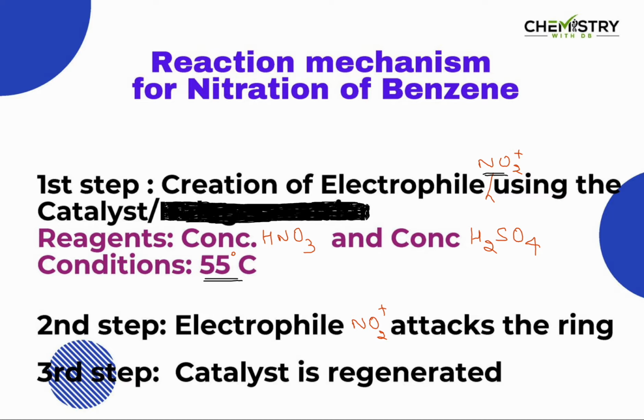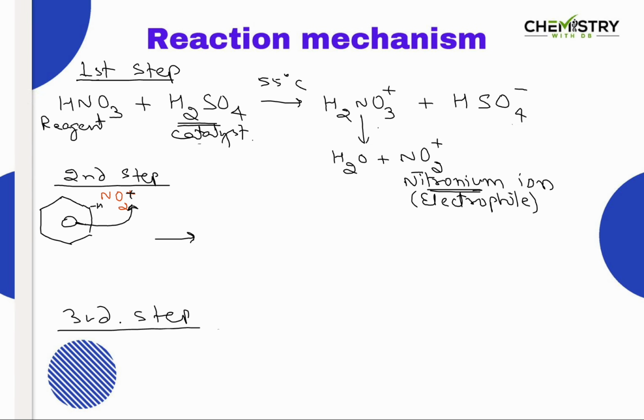In the second step, the electrophile, which is the nitronium ion, attacks the benzene ring, and in the third step the sulfuric acid catalyst will be regenerated. Now let's see the curly arrow mechanism for this.